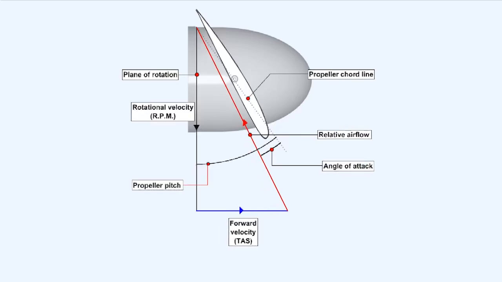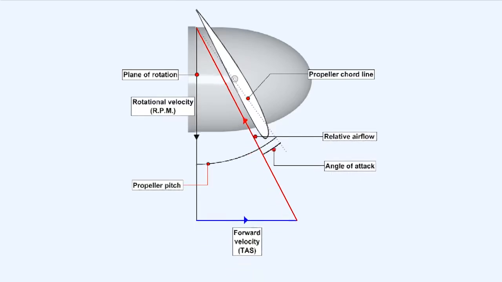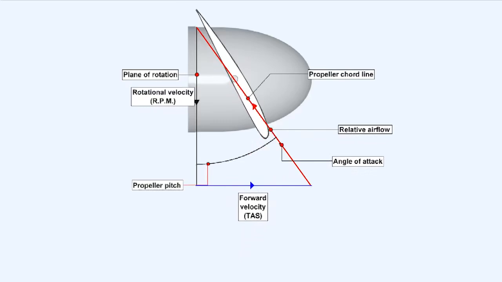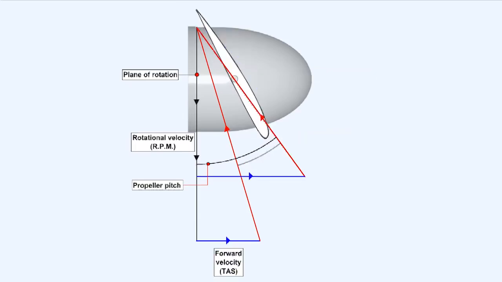From this animation, it can be seen that an increase in true airspeed will reduce the angle of attack, whereas an increase in rotational velocity, or RPM, will increase it. At high true airspeed and low propeller RPM, for instance with the aircraft in a power-off dive, it's possible to reduce the angle of attack to 0. While at low true airspeed and high RPM, for instance in the climb, it's possible to stall the propeller blade. Both extremes are obviously inefficient and therefore undesirable.